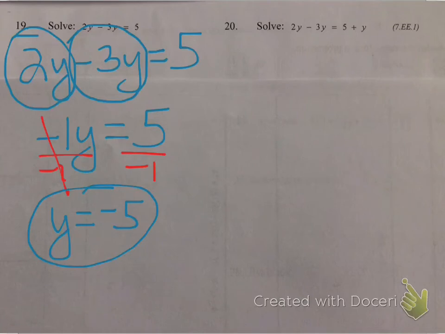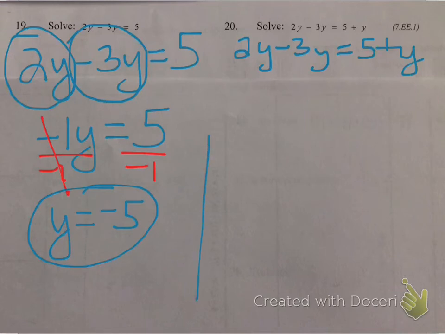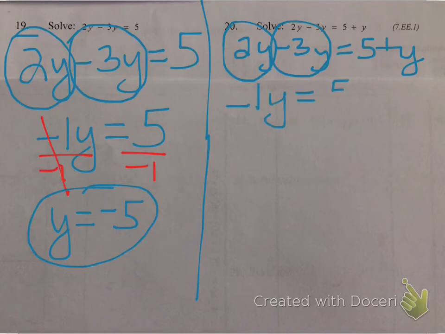Similar type question on number 20. This one is a little bit trickier because I have variables on both sides. But I'm still going to combine my like terms. 2y minus 3y equals 5 plus y. 2y on either side of the equal sign minus 3y is negative 1y equals 5 plus y.